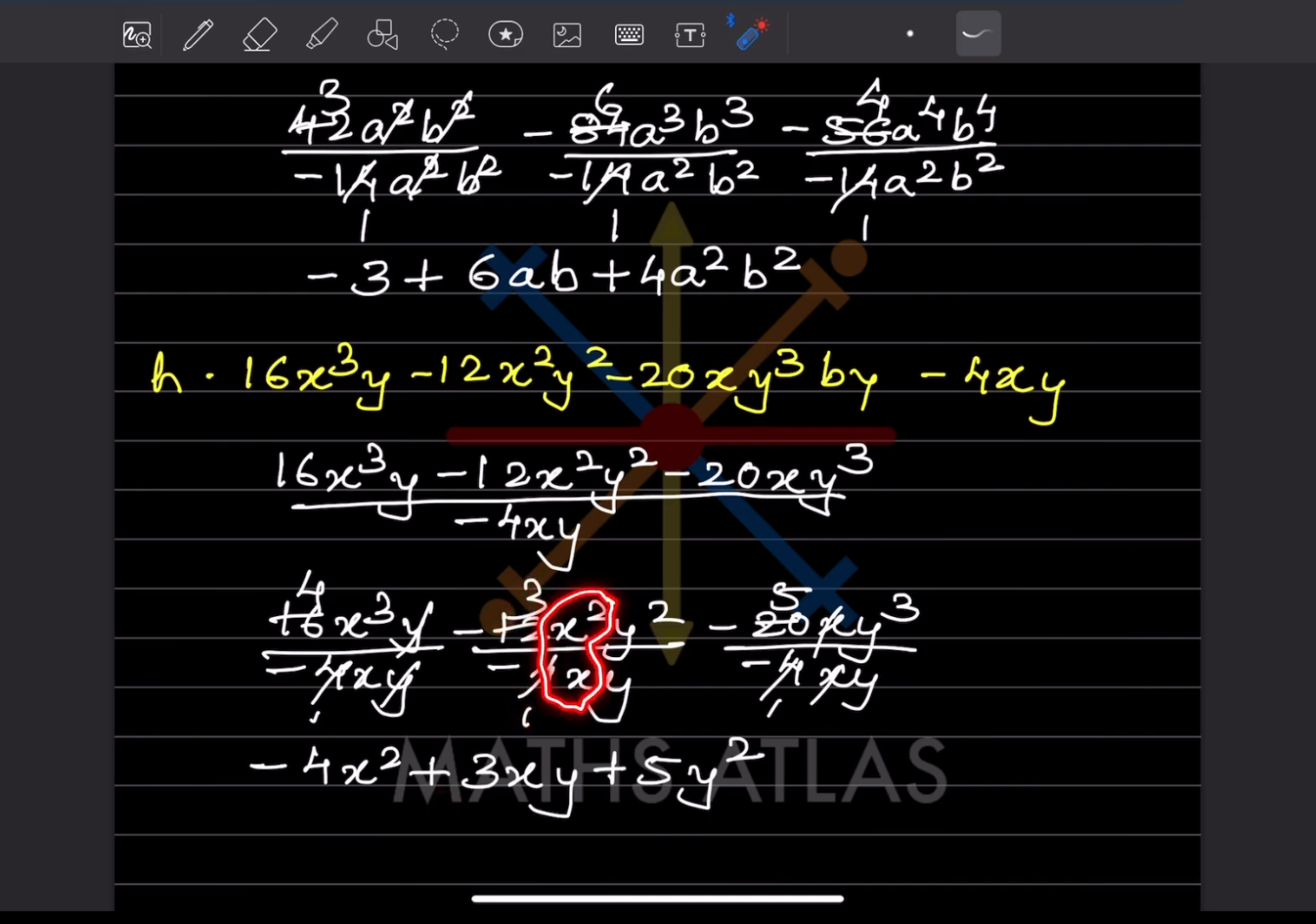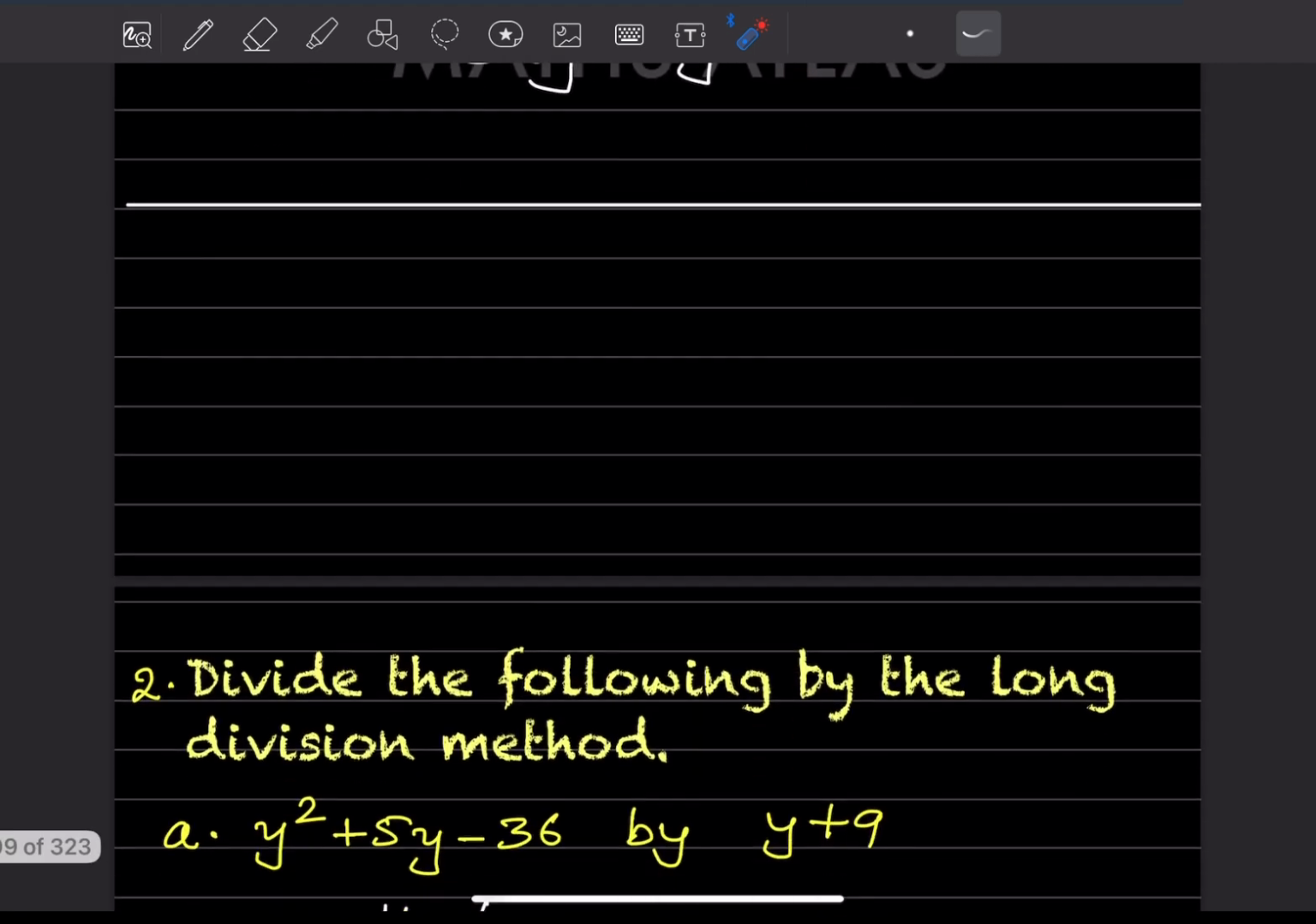So here will be x and here will be y. Minus divided by minus, that is going to be plus. 4 ones are 4 fives are. This and this gets cancelled out. So this will be 3 minus 1, that is going to be 2. That will be y square.